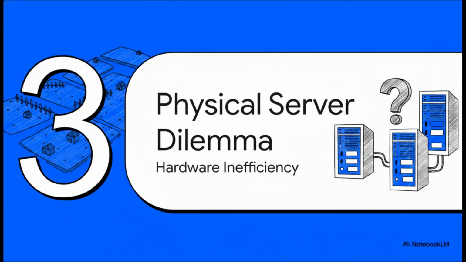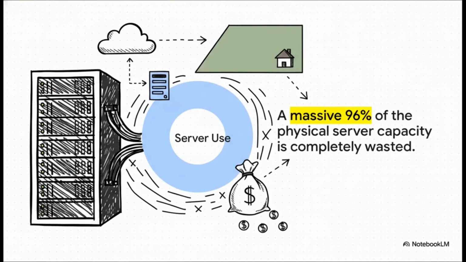Which brings us to Section 3, the physical server dilemma, when Example.com buys hardware. Imagine a company, let's just call them Example.com. They go out and buy a massive physical server from a manufacturer like HP. They install their main application on it so their customers can use it. But look at the massive inefficiency that happens here.